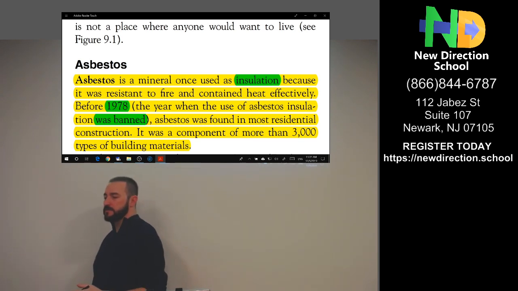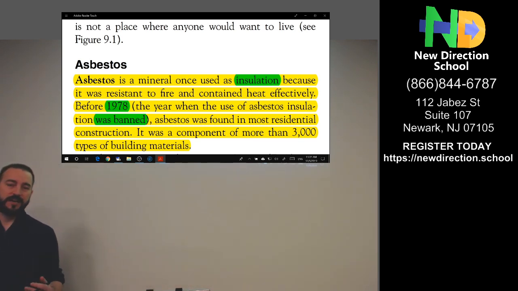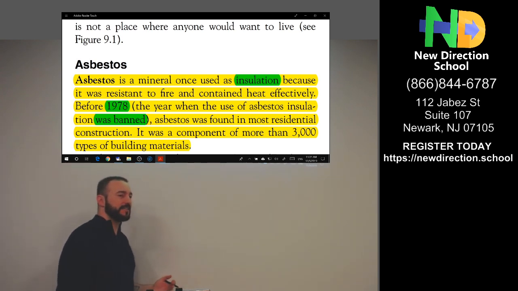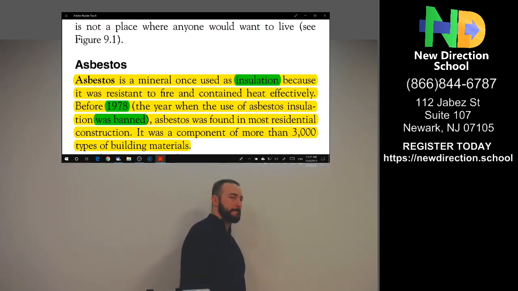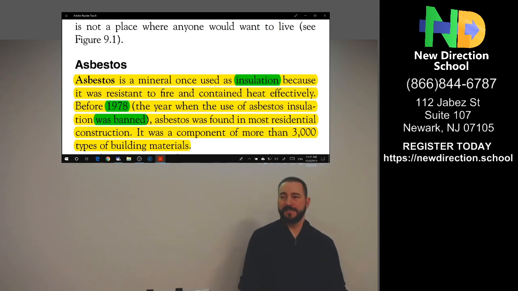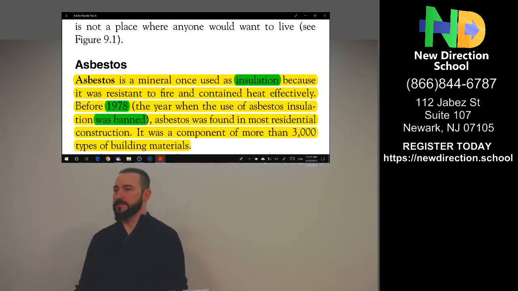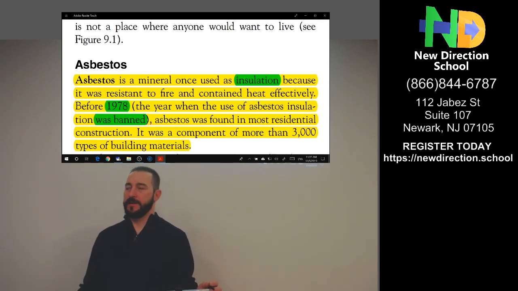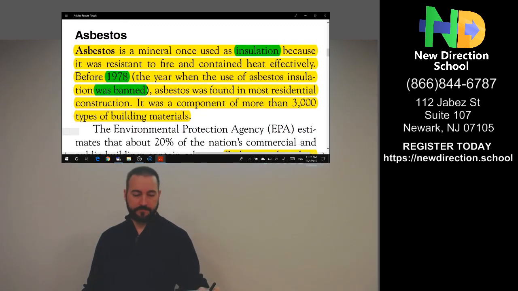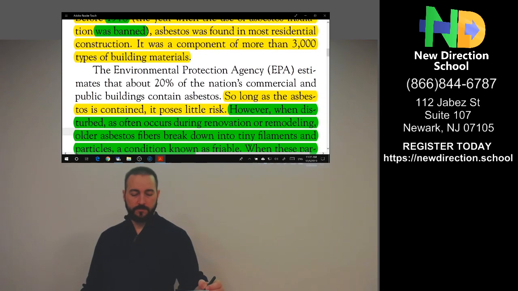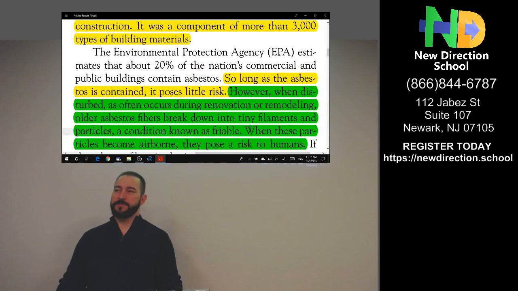You put a box around, and you highlight only what is in green. Because asbestos was a type of insulation banned in 1978. That's what you need to remember. Asbestos, insulation, banned in 1978. You got it? Yes? Perfect. Next paragraph.